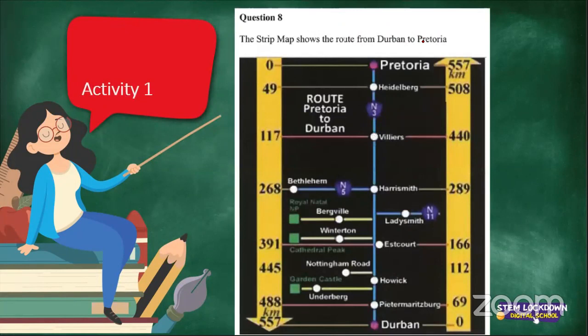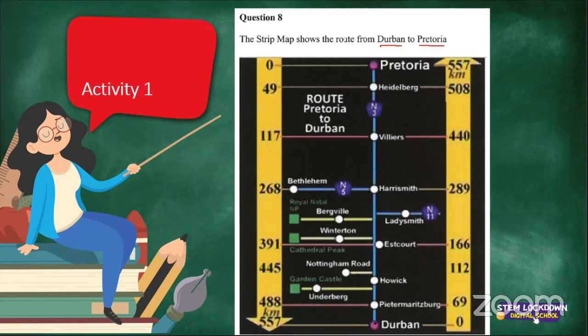Obviously, you know how we do. We work together through these activities. So today let us carry on working together as we did yesterday. Here it says the strip map shows the routes from Durban to Pretoria. There's Pretoria there, there's Durban there. Obviously, we know that it's not a straight line, so this must be a strip chart.